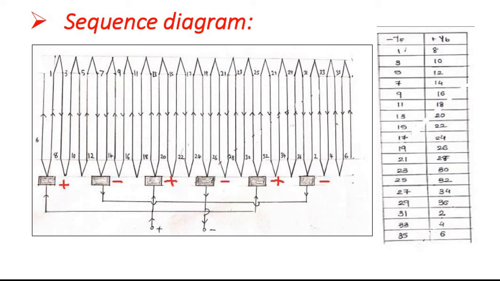Now give current directions to the conductors which are placed at the brushes. For positive brushes, mark upward direction. Now for a negative brush, mark both conductors with downward current. Same again for positive: for a positive brush, mark upward direction. For a negative brush, downward direction. For positive, upward. For negative, downward.